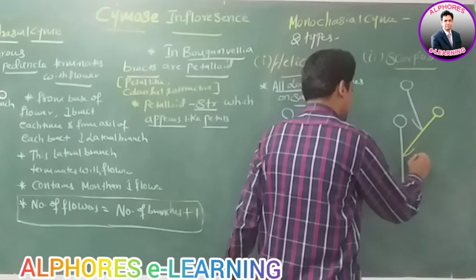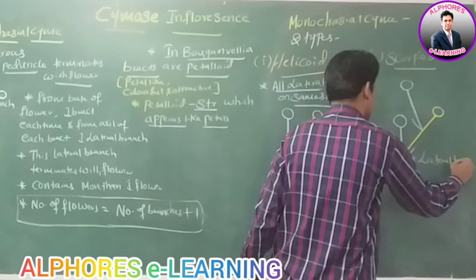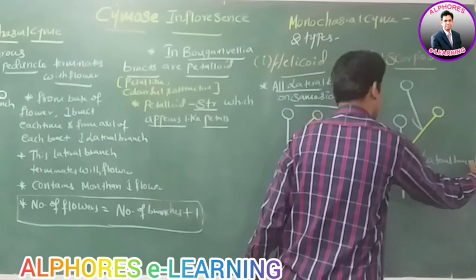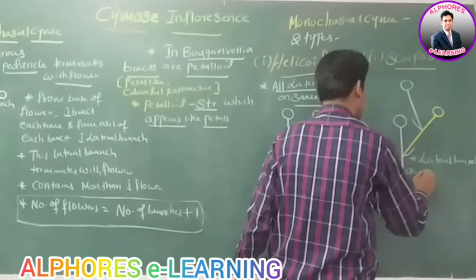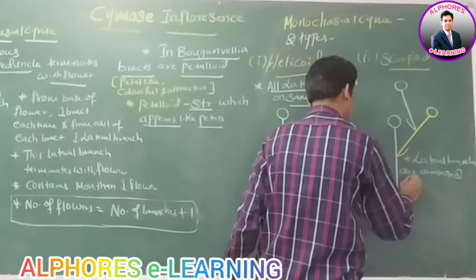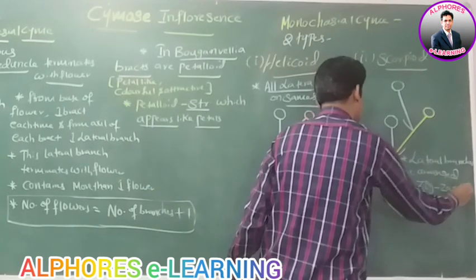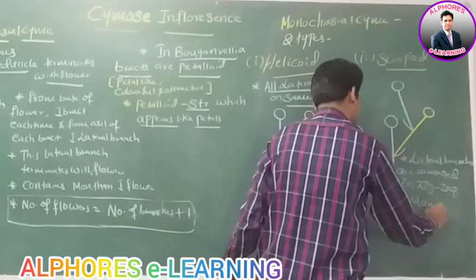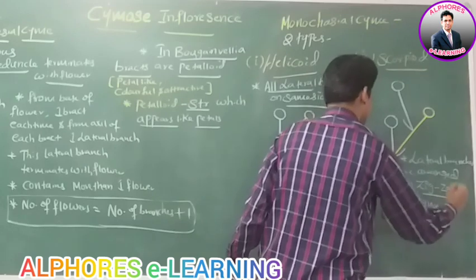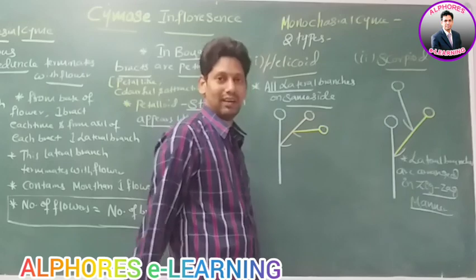Sir, how is scorpioid, sir? The lateral branches are arranged how? In zigzag manner. You can see the lateral branches are arranged in zigzag manner.